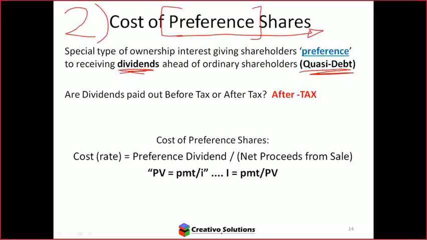Right, so are dividends paid out before or after tax? After tax. Why after tax and not before? Where does the dividend come from, guys? Not from equity. Where does the dividend come from? The company.